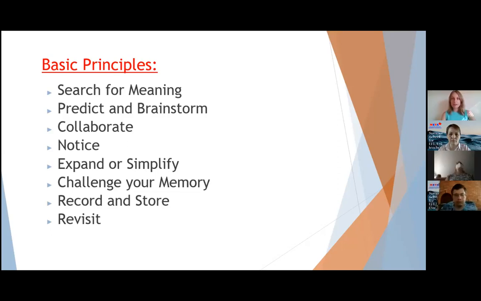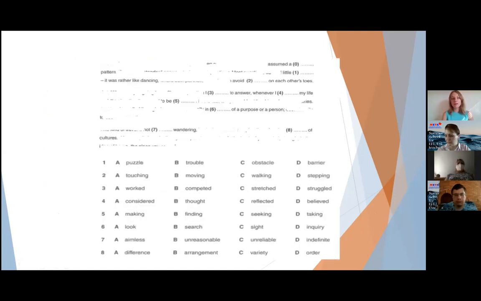So let's have a look at these principles in action. And I would ask you to work with me a little bit. Again, please write your answers in the chat. Let me just very quickly look at the chat. Okay, so the first thing will be a text. Please have a look at the text and try to come up with the right answers.